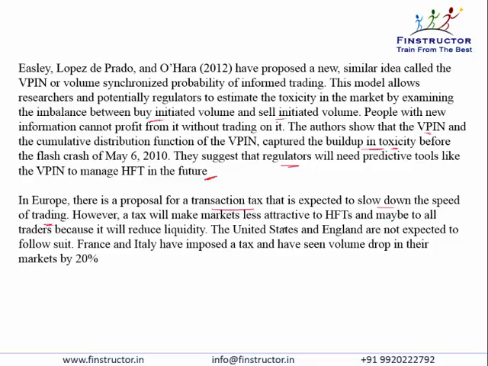A tax, of course, will make the market less attractive to HFTs, but the problem is that it will make the market less attractive to all traders because it will reduce liquidity. If for every trade I have to pay a transaction tax, then of course the trades will not be as profitable. So generally it's not considered a very good idea, and the United States and England are not going to do this, but Europe definitely has gone this way. France and Italy imposed this tax, and they saw not just high frequency volume but overall volume in their markets drop by 20%. So if you try to regulate in this way, it can have an impact on overall market liquidity, which at times may not be very good. We need healthy liquid secondary markets.